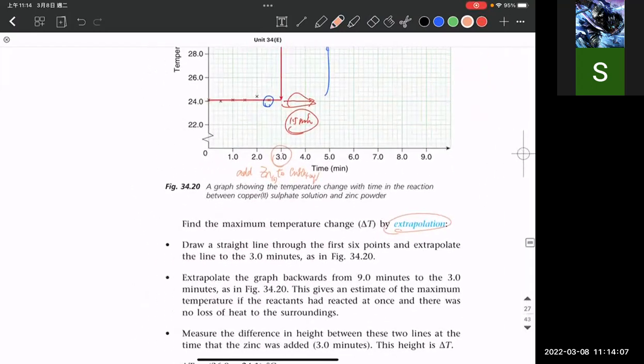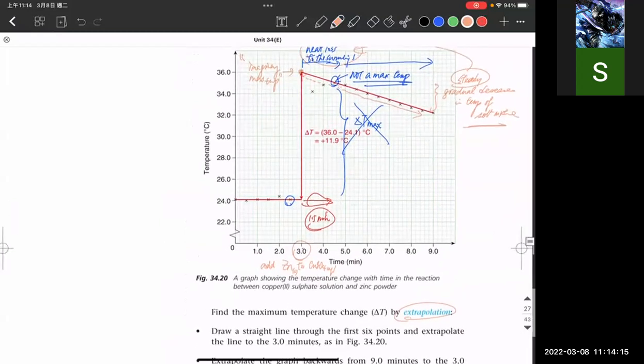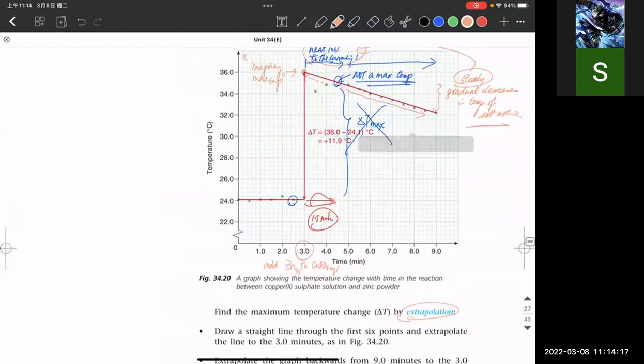Can you get my point? Extrapolation, 外推法. Okay, this is a technique where we can locate the maximum temperature so as to calculate the maximum temperature rise. So you may see it is now calculated as 36.0 minus 24.1, the initial temperature of solution. It is being 11.9 degrees Celsius.